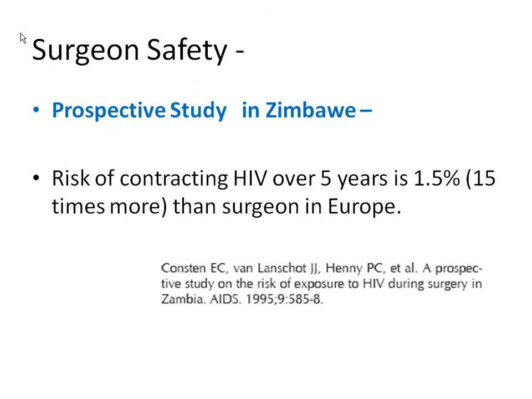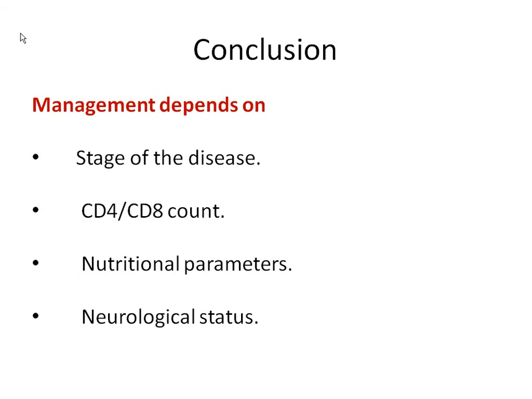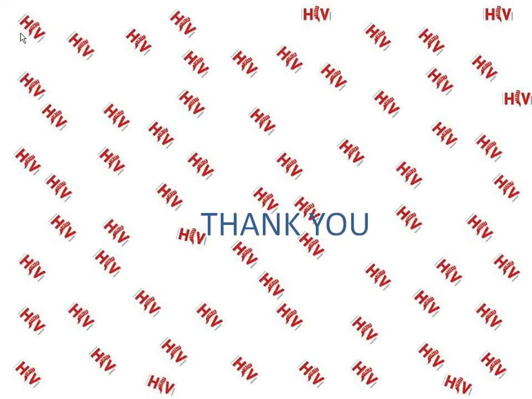When you operate on these patients, make sure that you don't contract HIV, because this paper clearly shows that in areas where it is endemic, the surgeon has 15 times more probability of contracting it. So the management is not just on tuberculosis or HIV. You need to have a multi-strategy. Look at the stage of the disease, the CD4, CD8 count. Nutrition of the patient is very important, and the neurological status of the patient is very important.